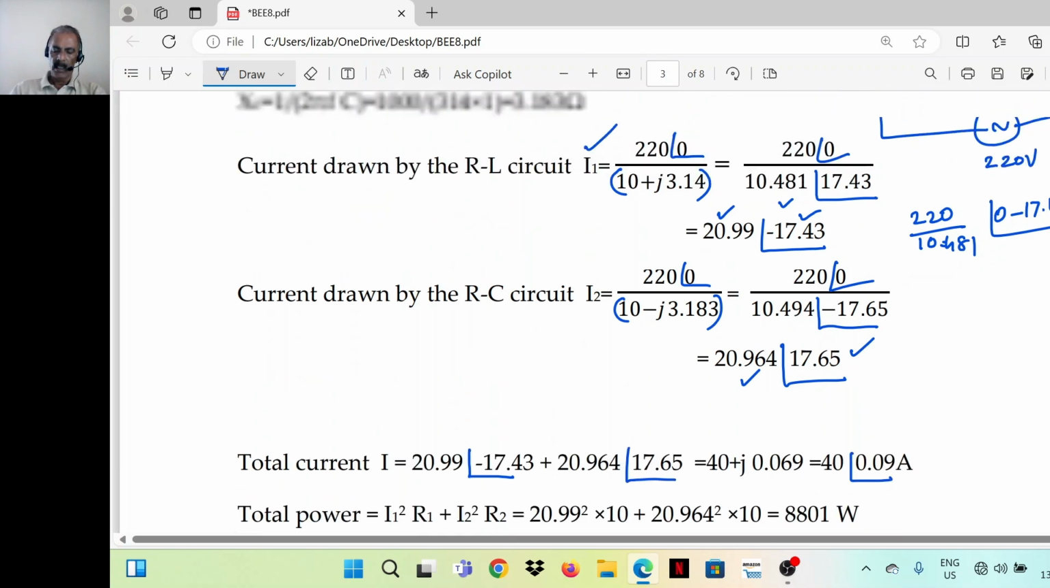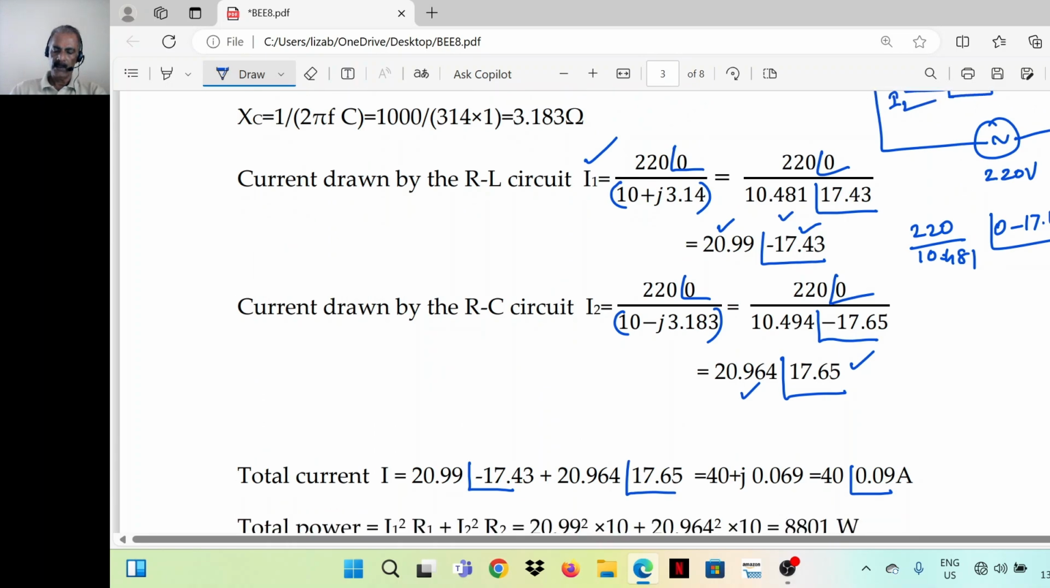So the total current we can find out by adding these two branch currents. I1 is 20.99 angle minus 17.43, I2 is 20.96 angle 17.65. Convert these polar terms to corresponding rectangular terms, add them, and simplify. So the total current we will get as 40 angle 0.09 degrees. That you can neglect, 40 ampere you can take.